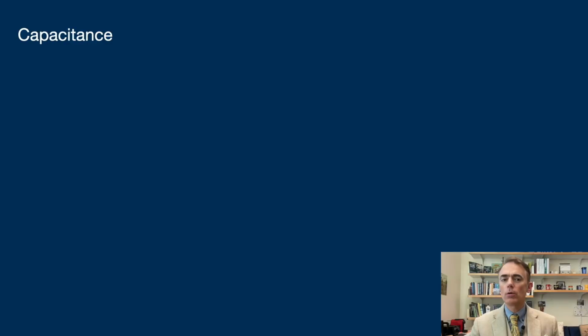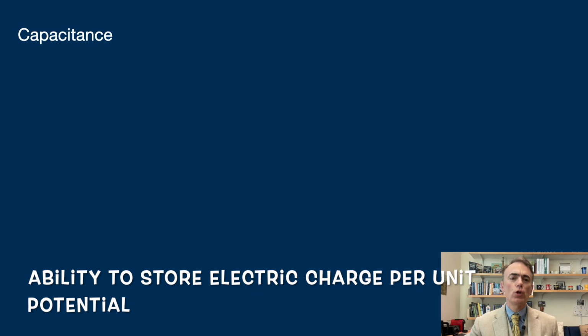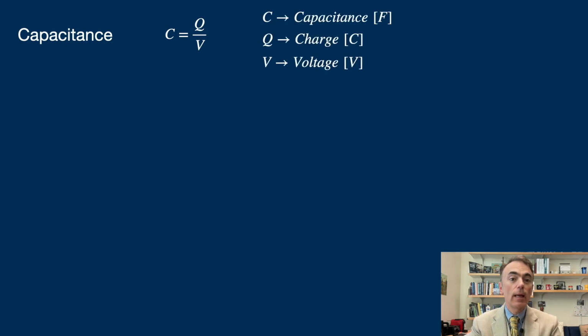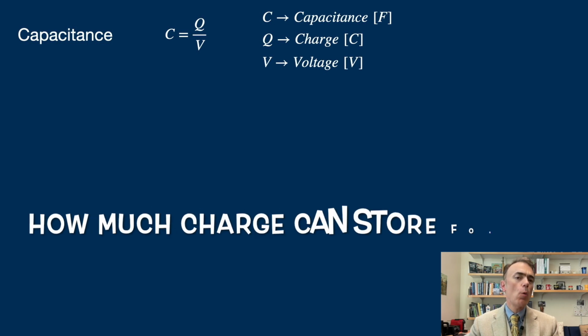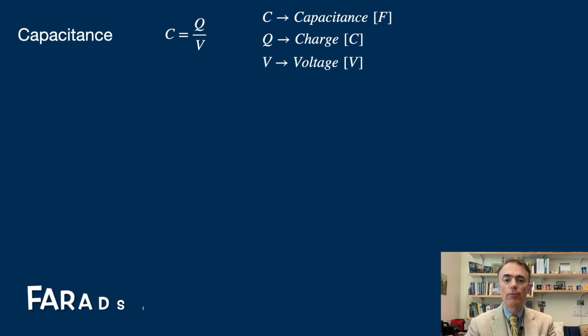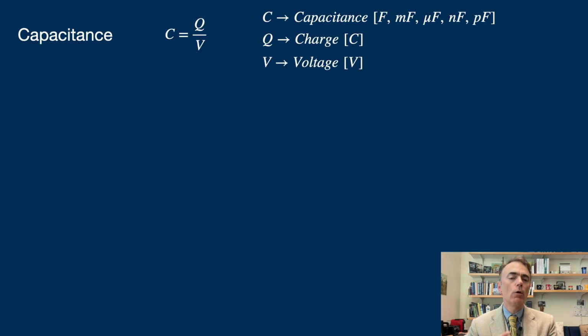We define capacitance, denoted by C, as the measure of a capacitor's ability to store charge per unit potential. Mathematically, we can express this as C equals Q over V, where C is the capacitance, Q is the charge stored on the capacitor, and V is the potential difference across its plates. In other words, capacitance tells us how much charge a capacitor can store for a given potential applied across its plates. Capacitance is measured in farads, although usually we need to use millifarads, nanofarads, or even picofarads.